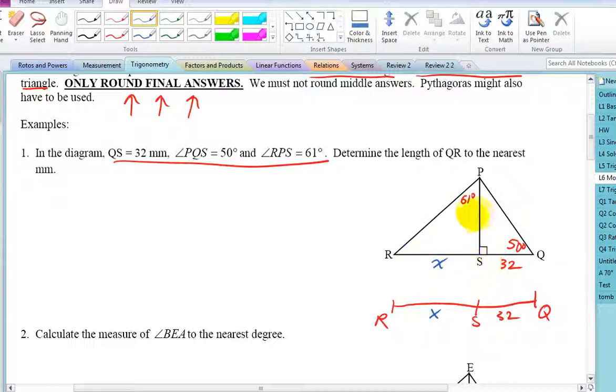But in order to find X, we're going to first find Y. So what we're going to do is use 50 degrees and 32 to find Y, then use 61 degrees and Y to find X. Okay, so sometimes you're going to have to add sides together at the very end. So right now, label your HOA and find Y.